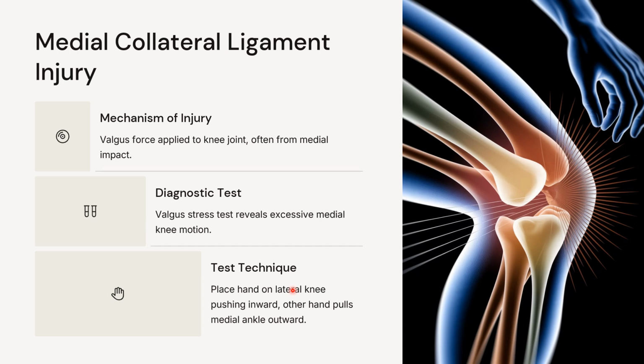Since the medial collateral ligament is injured, there is nothing to hold the knee joint in medially. Therefore, the valgus stress test reveals excessive medial knee motion, indicating that the medial collateral ligament is injured. So, we should know which test is applied for which ligament injury.